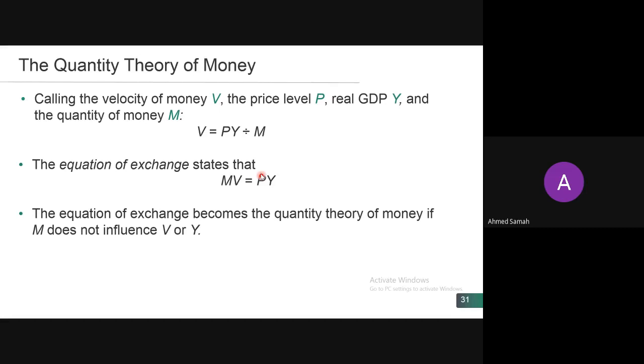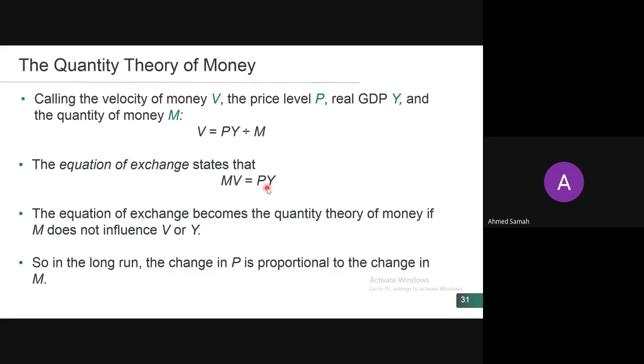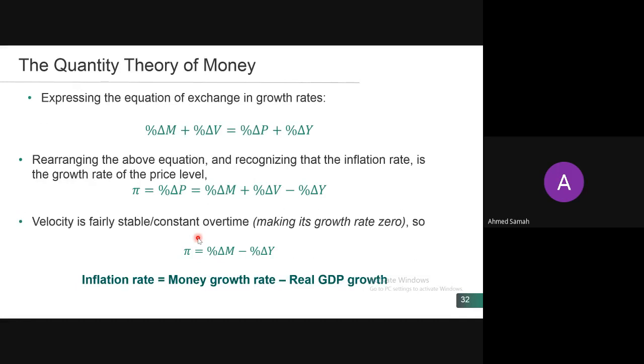According to the quantity theory of money, in the long run, a change in money supply leads to an equal change in the price level. So if, let's say, in this equation the money supply increases by 10% and the price level increases by 10%, velocity and real GDP will need to remain constant. So in the long run, the change in price level is proportionate to the change in money supply, as I have just explained.